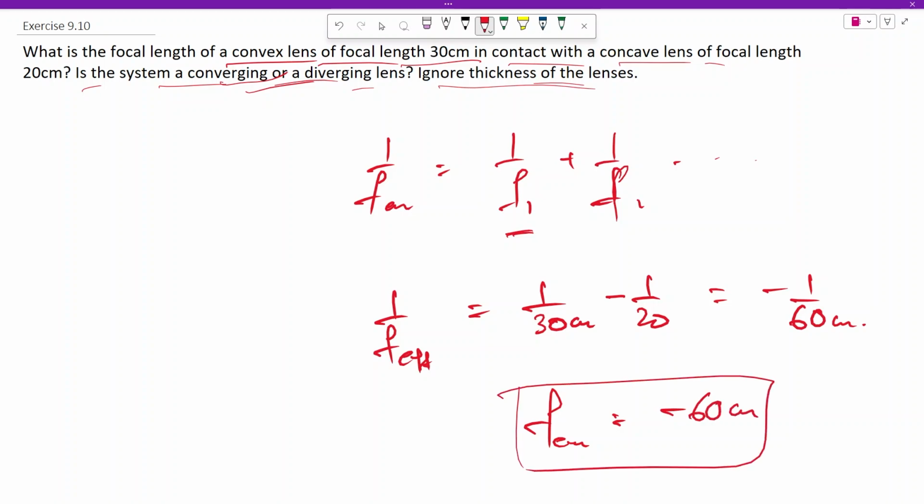So here we see that the effective focal length is negative. That means it is diverging in nature, or we have got a concave lens of focal length 60 centimeter.